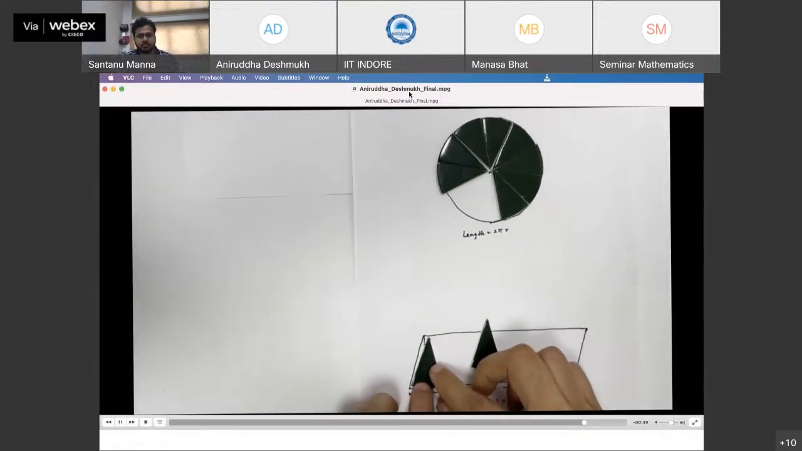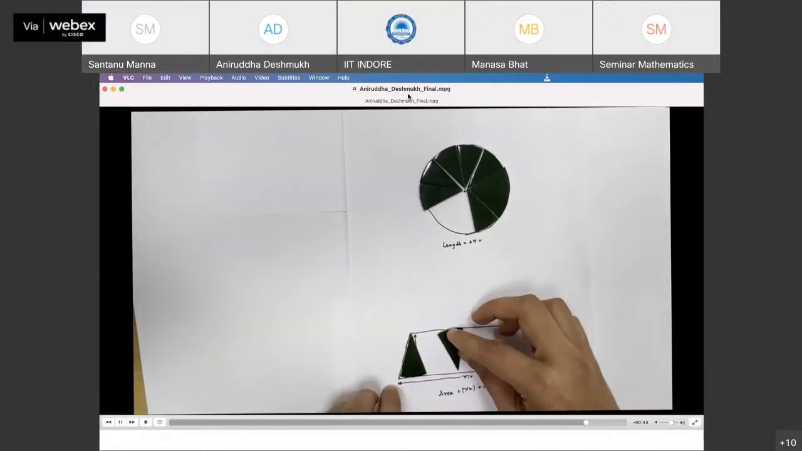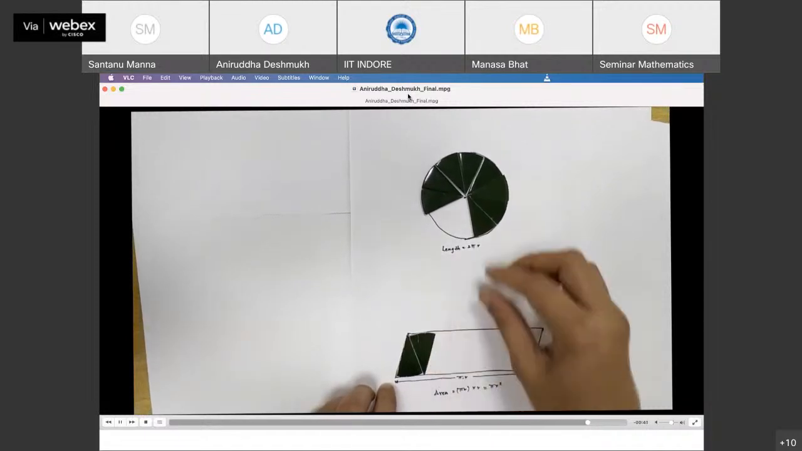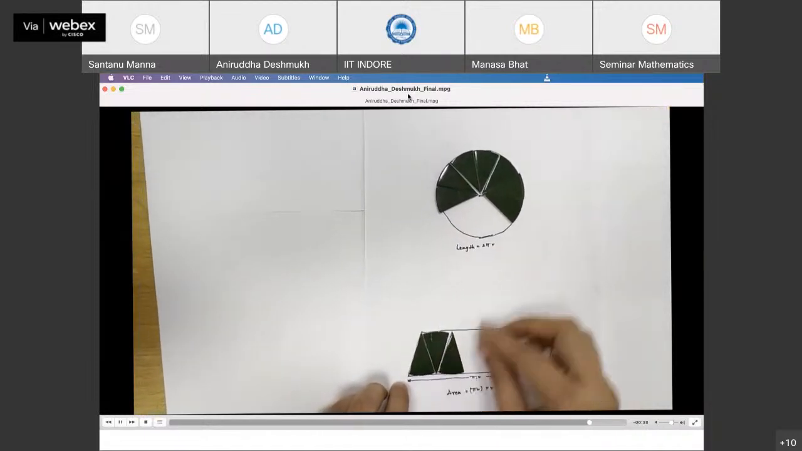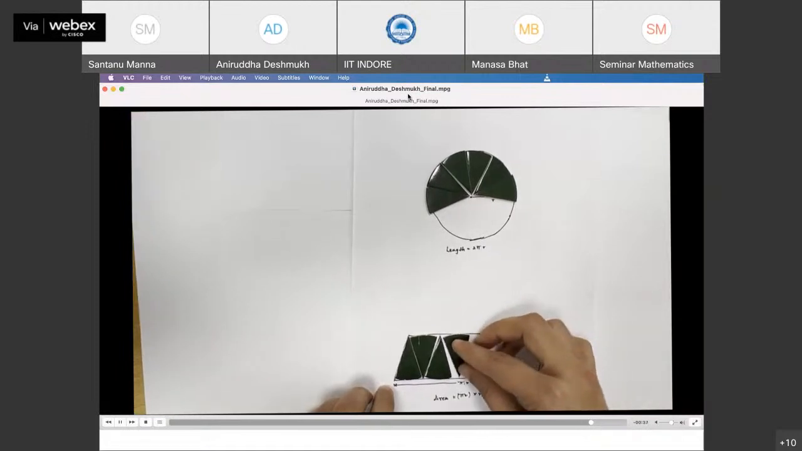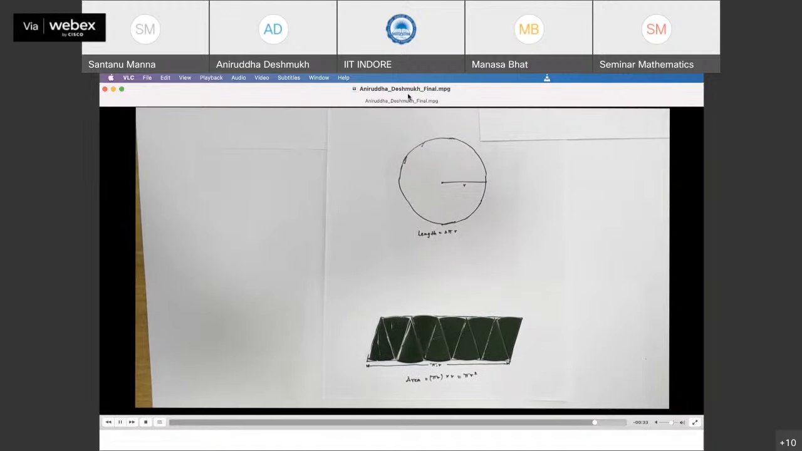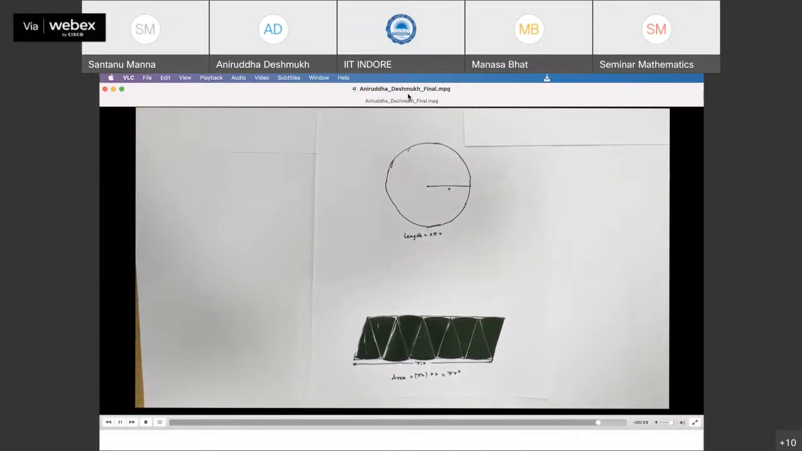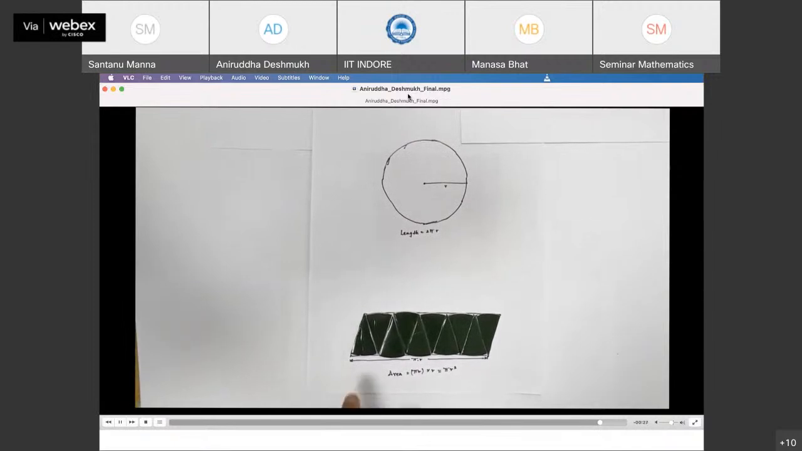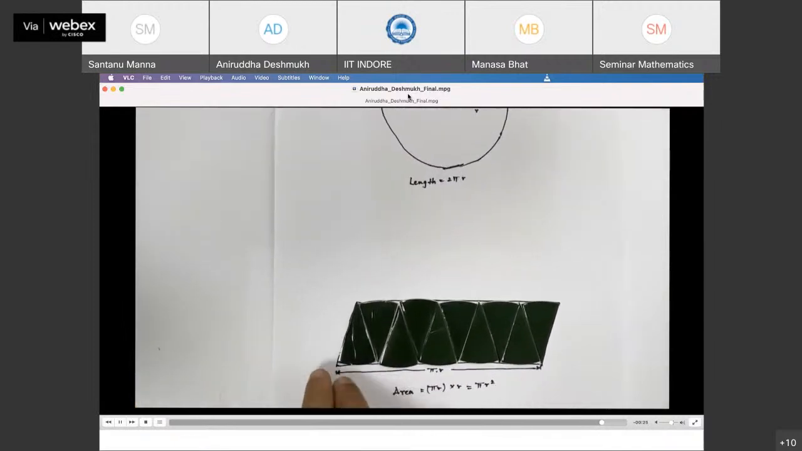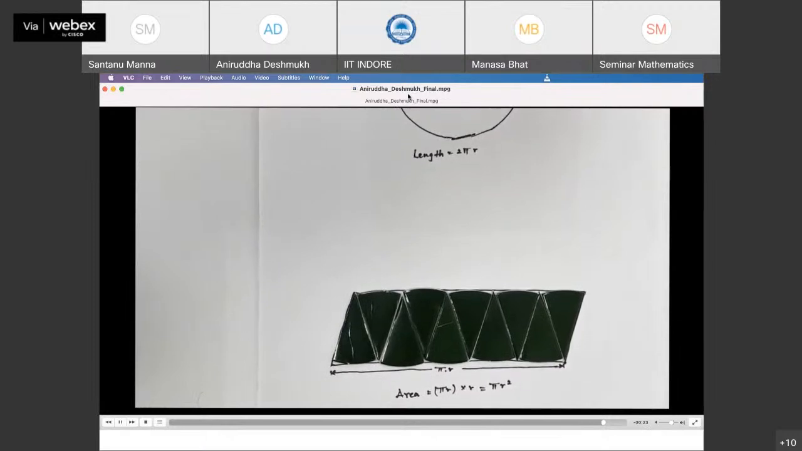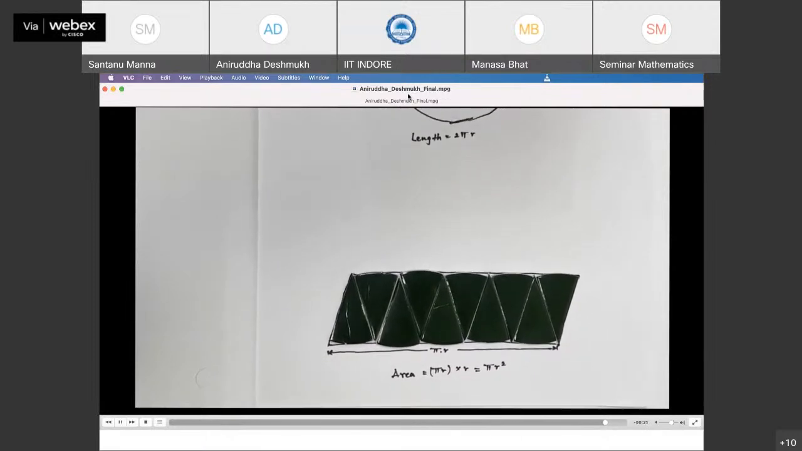So how to do that? I'll take one segment and then put the other segment in the opposite way, and the third segment as the first one, and the fourth segment in the opposite way. Now we have filled all these segments into a parallelogram, and we want to find the length of one of its sides. What we know is that all these smaller arcs form the length of the circle, which was 2 pi r.